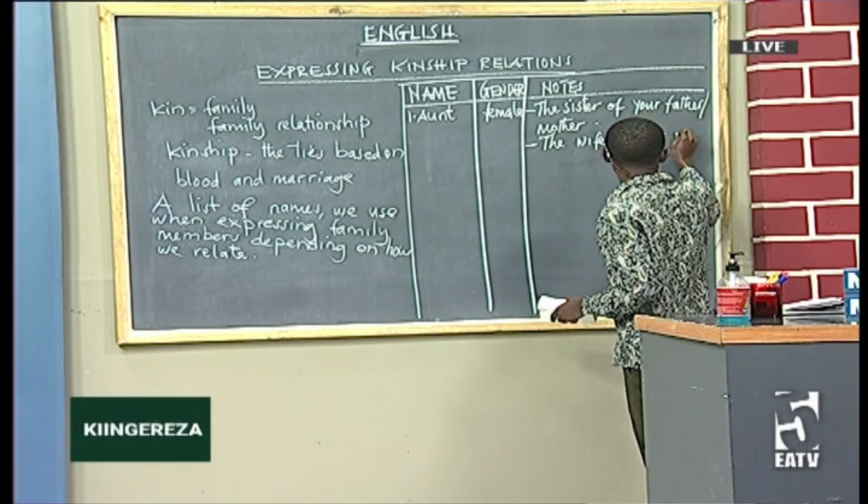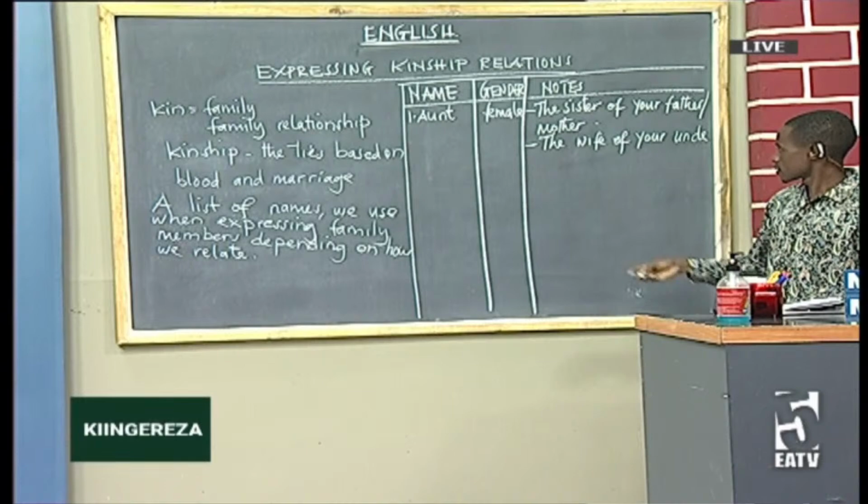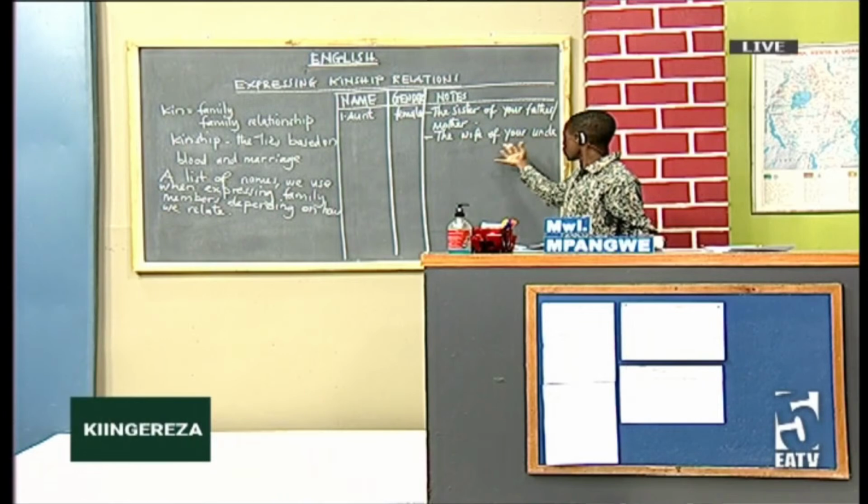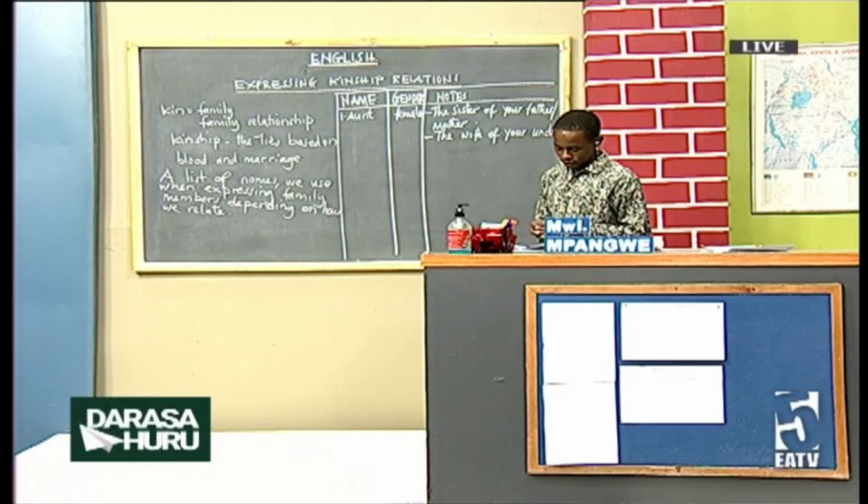Also, aunt means the wife of your uncle. So, your uncle's wife is called the aunt. Then, who is uncle?